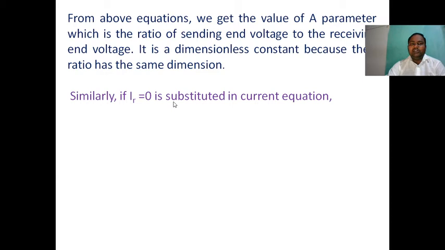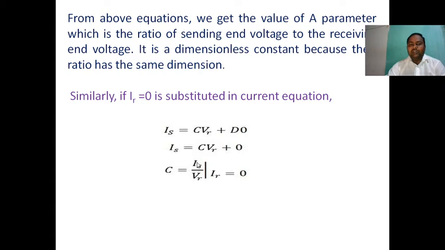Similarly, if IR is equal to 0, substitute in the current equation. What happens? IS is equal to CVR plus DIR, and IR is equal to 0. So the constant C is equal to IS by VR whenever IR is equal to 0.